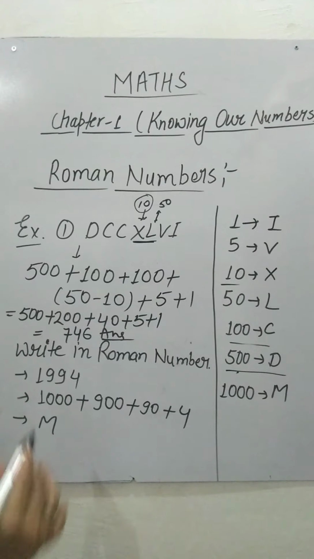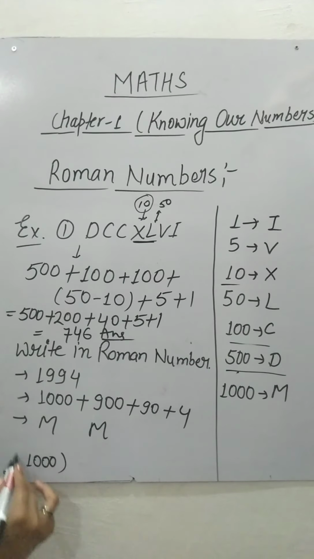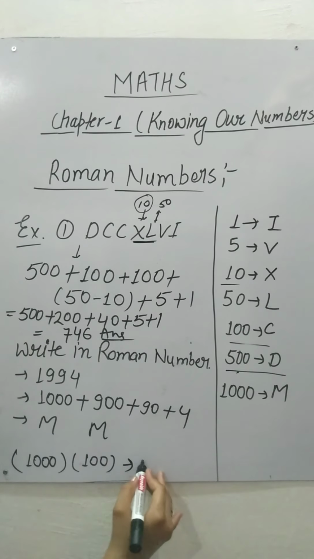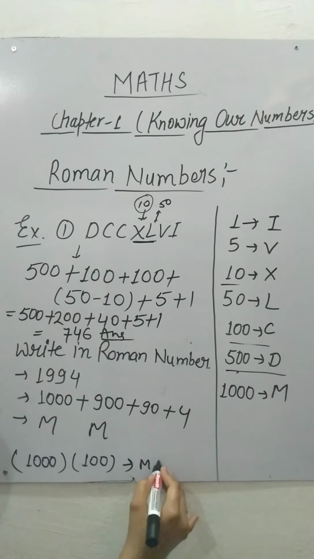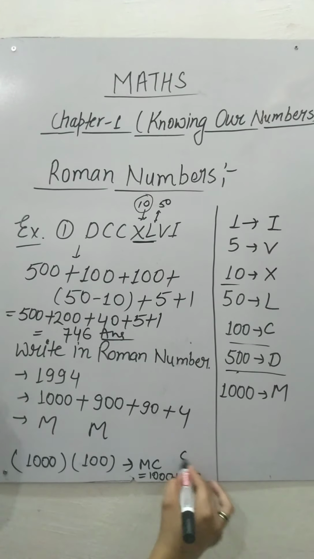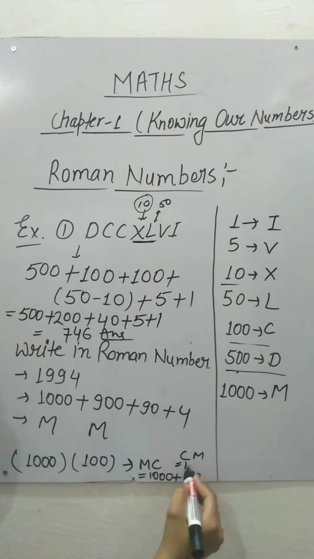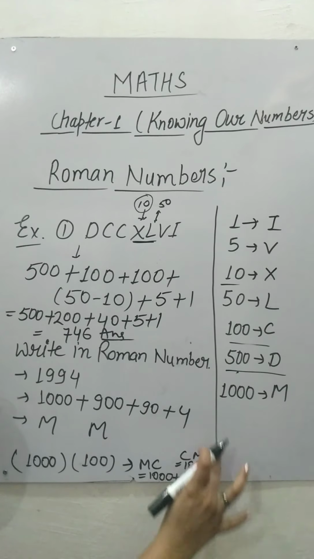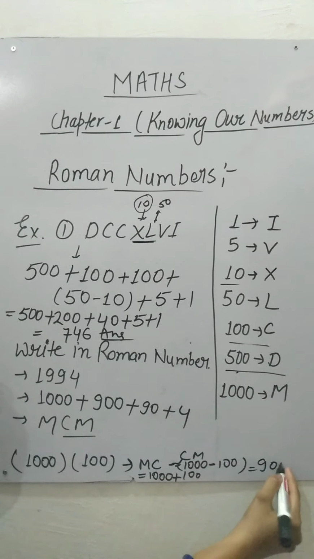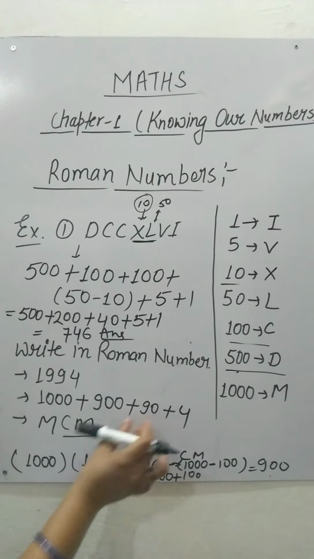So students, see here, M stands for 1000 and C stands for 100. If we have M and C, we can write 1000 plus 100. But now if we have C before the M, we will write 1000 minus 100. I hope it is clear to you all. So we can write CM. CM means that will be 900. Okay, clear?